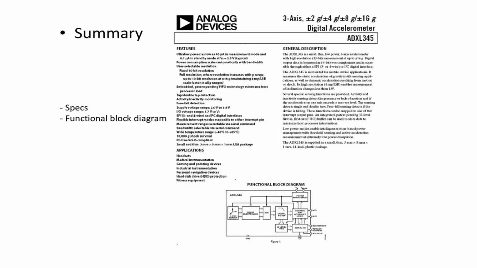Then if you look at each of these points, the first point is the summary. In the summary, we see specifications and a functional block diagram. So here you can see specifications and here you can see the functional block diagram. In specifications, you can have features. Here we have taken one example from Analog Devices, a digital accelerometer, and this is the number for it, ADXL345. On the first page, we can get the features and a shortcut to its applications.